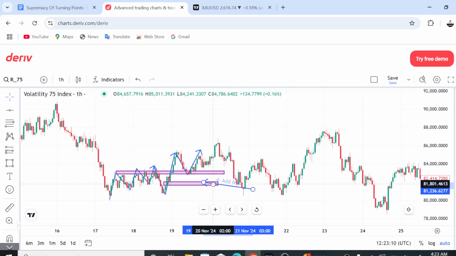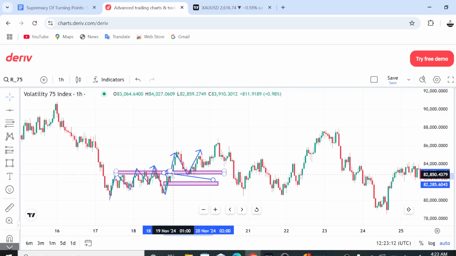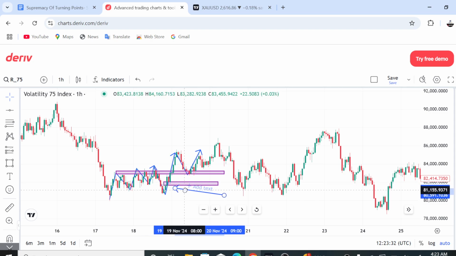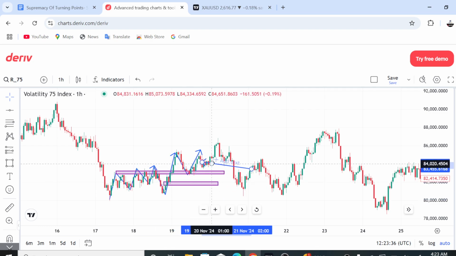Okay, so yes, you have to enter somewhere here because this is a support, but this other order block will help you to place your SL, because the market might attempt to go up and drop and create a liquidity sweep here. So when you put your SL below here, you will be on the safer side of the market.